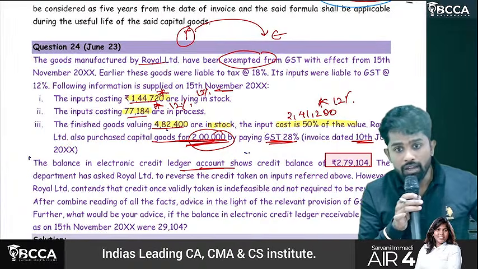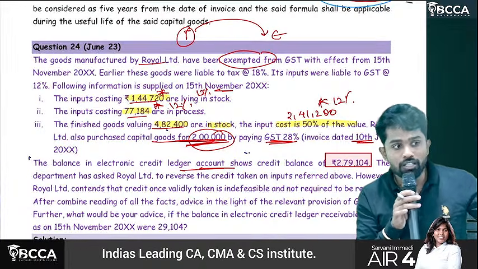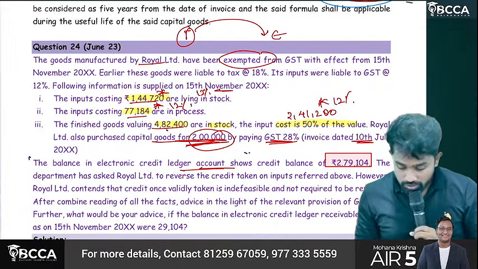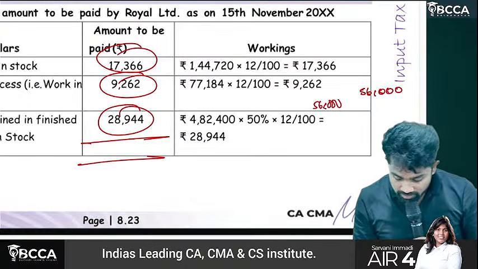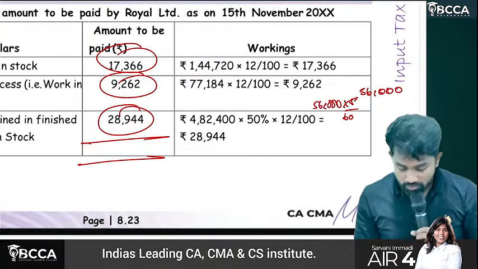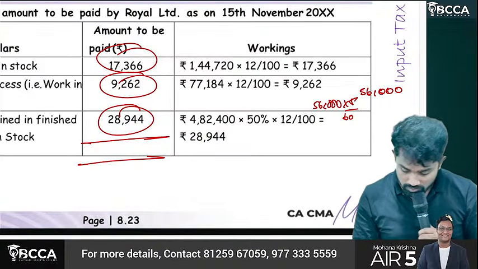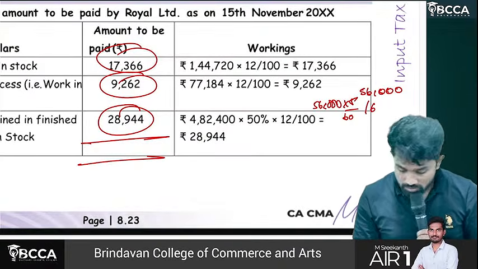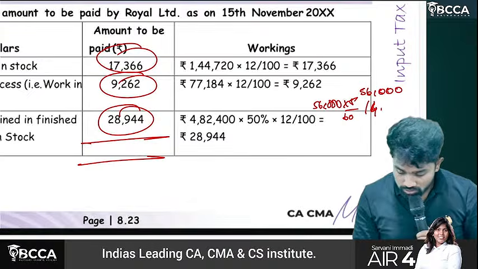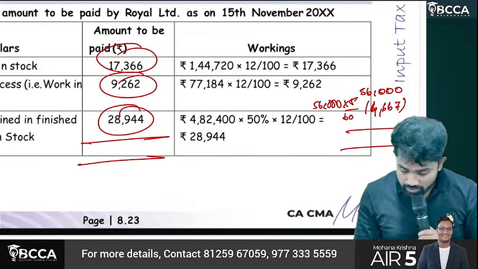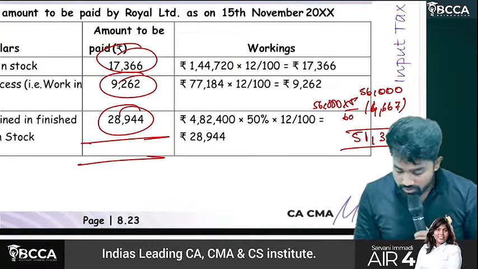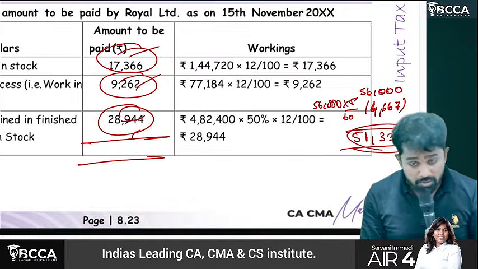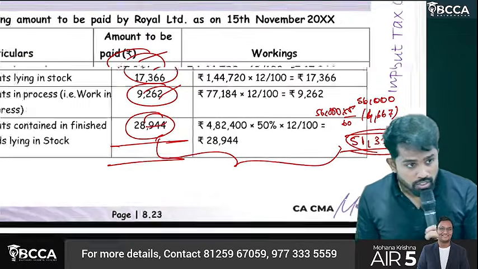So July, August, September, October, November. How many months used, sir? 5. So 56,000 into 5 by 60. How much? 4,667. If you subtract, you will get 51,333. So this 51,333 and the inputs-related amount, this total amount we need to reverse.